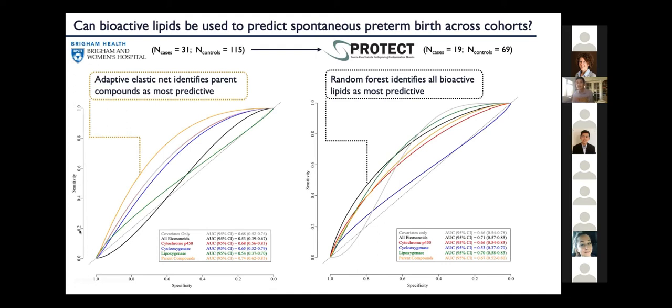So these two figures highlight the two approaches that we applied in the prediction algorithm. On the left, we applied adaptive elastic net, which assumes linearity in the predictor matrix. And we learned from applying this method that the parent polyunsaturated fatty acids yielded the greatest prediction accuracy for classifying spontaneous preterm birth. On the right panel, we used random forest, which is the machine learning tool that allows for nonlinearity and interactions in the predictor space. And we learned from that method that using all of the bioactive lipids together, rather than splitting them up into groups, yielded the greatest prediction accuracy.